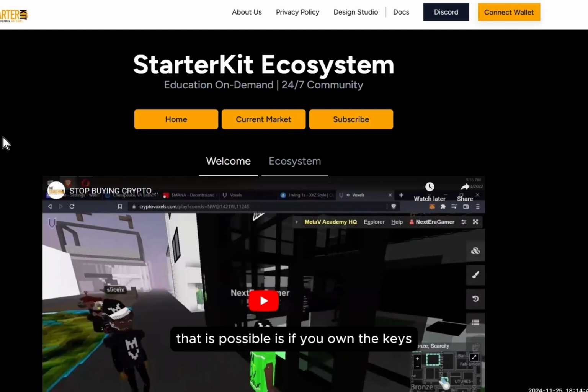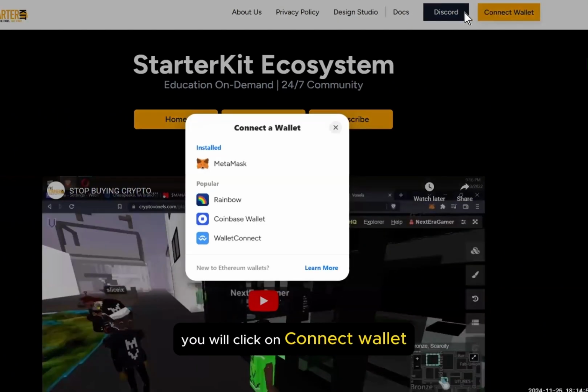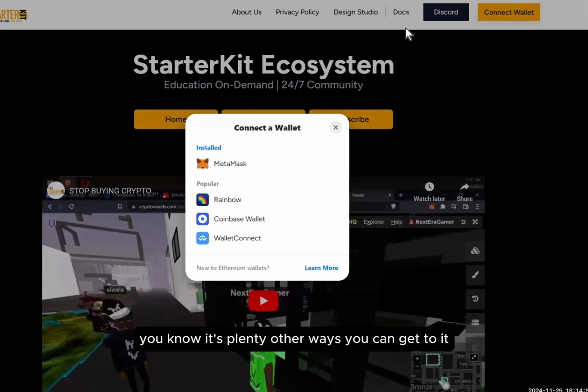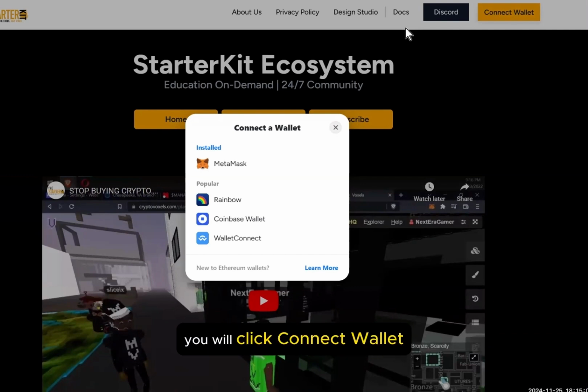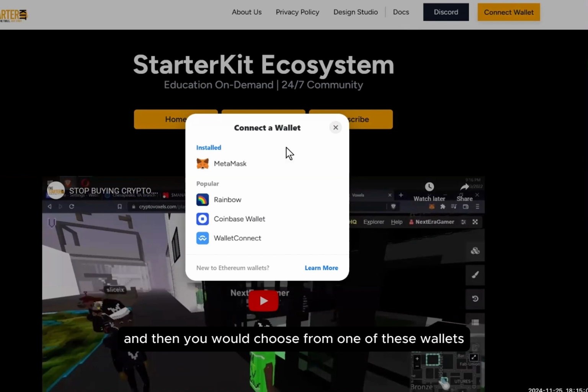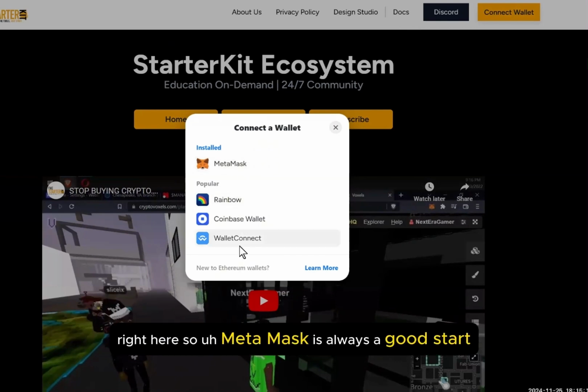Now, the only way that is possible is if you own the keys. How do you own the keys? I'm going to show y'all right now. So if you go up here to the top right, and if you were to go on mobile, it will be in the same area. You would click on Connect Wallet. Now, that's only for this website. There are plenty of other ways you can get to it, but I'm just showing y'all a simple way to create a new wallet. You would go to the top right, click Connect Wallet, and then choose from one of these wallets right here.